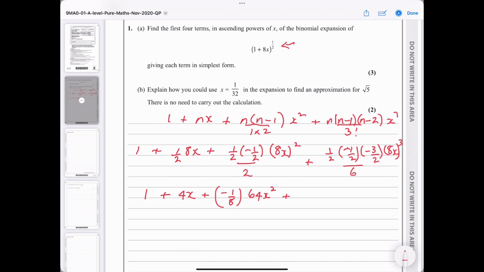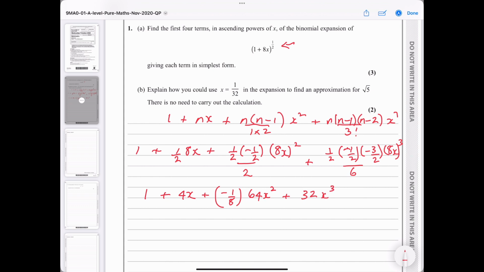which is somewhere around here. Then this would be half times minus a half, which we know is a quarter, times minus 3 over 2 times 1/6 times 8 cubed, which is 32. So then that's 32x cubed.